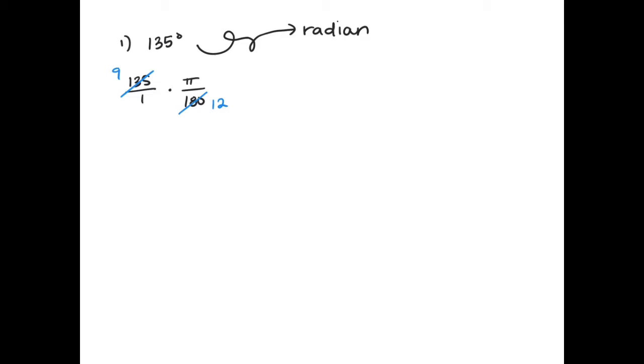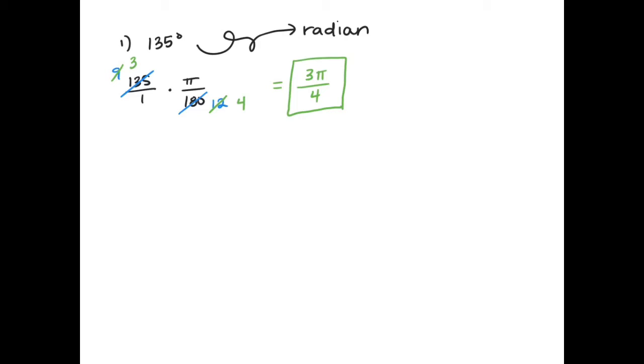Even if you don't get to the answer right away, it's okay if you break down your fraction in stages. So I can take 3 out of both, and it's going to give me 4. So I have 3 pi over 4.